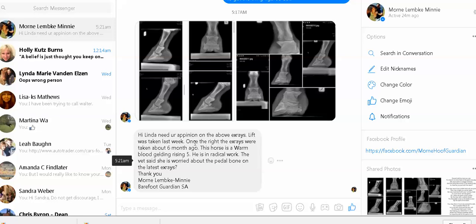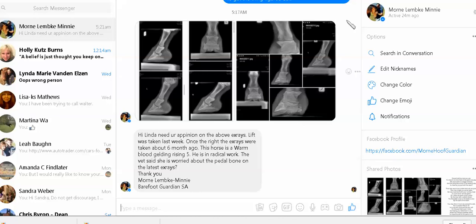Hi, Linda. Need your opinion on the above x-rays. The left x-rays were taken last week. The right x-rays were taken about 6 months ago. This horse is a Warmblood gelding, so good big heavy horse. Rising 5. He is in regular work. The vet said she is worried about the pedal bone on the latest x-rays. Thank you.